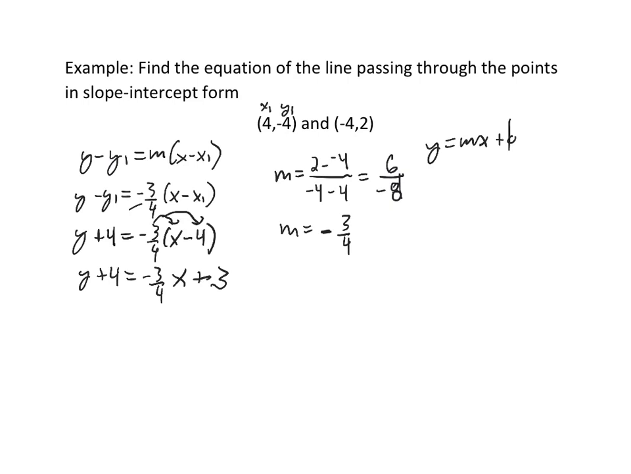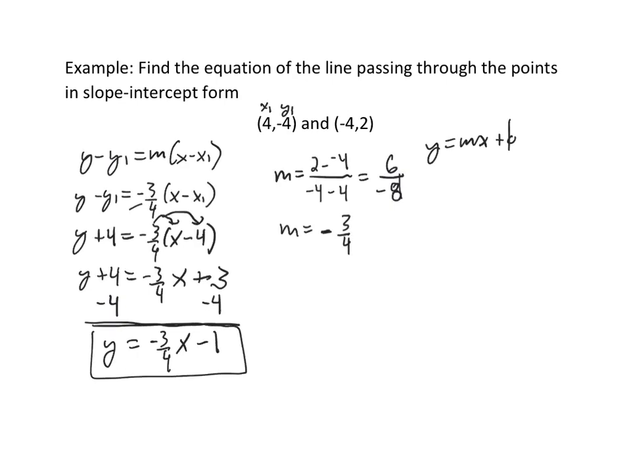And then the last thing, I want just y by itself. I want y equals, so I'm going to subtract 4 over. y equals negative 3 over 4x, and then positive 3 minus 4 would actually be a negative 1. And so there is slope-intercept form.